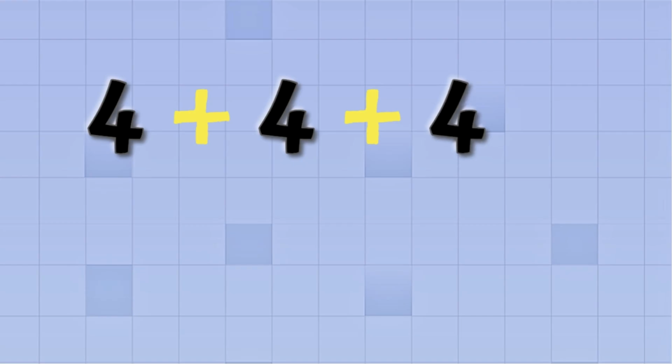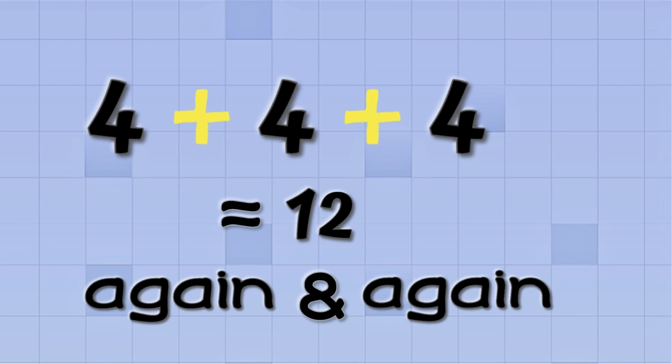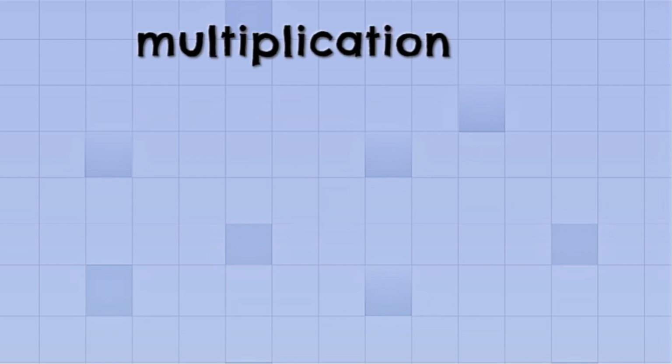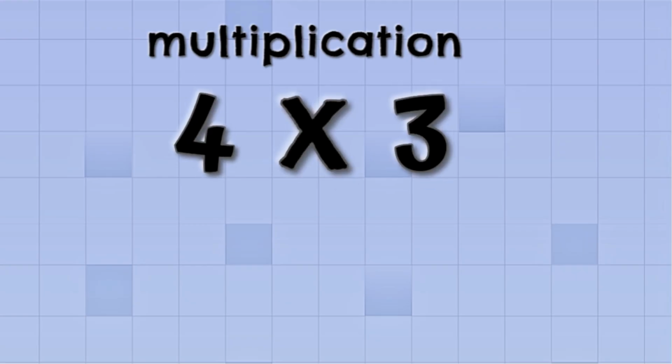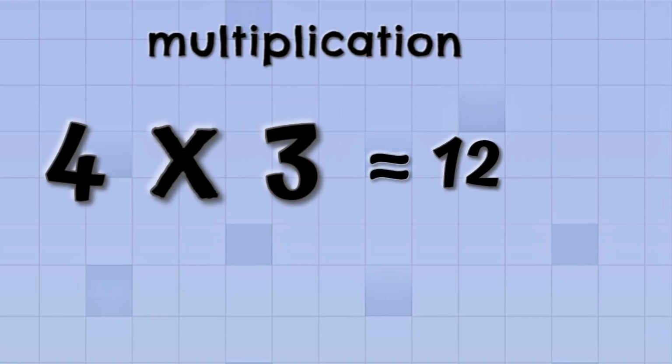We could add 4 plus 4 plus 4, which makes 12. But instead of adding the same number again and again, we can use multiplication to find the answer faster. Since we are doing a multiplication problem, we multiply 4 times 3, which equals 12. So, we find that there are 12 wheels altogether.